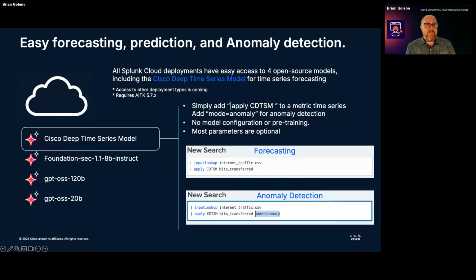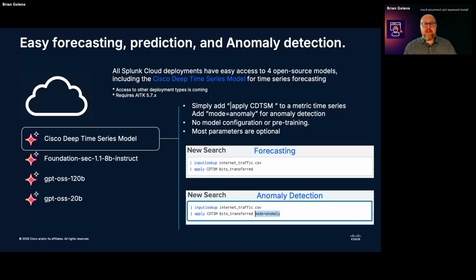So we made this available as a Splunk hosted model, right? As long as you have installed the latest version of AI Toolkit. AI Toolkit is the delivery mechanism, so we can get this out the door to you in a fast and iterative manner. Then if you have the latest version of AI Toolkit, 5.7.3 at this moment, all you have to do is get your time series. In this demonstration here, I just cheated and used a lookup file. And then you say apply CDTSM, which is the acronym for the model, and the field, or I should say the metric name that you are looking to forecast.